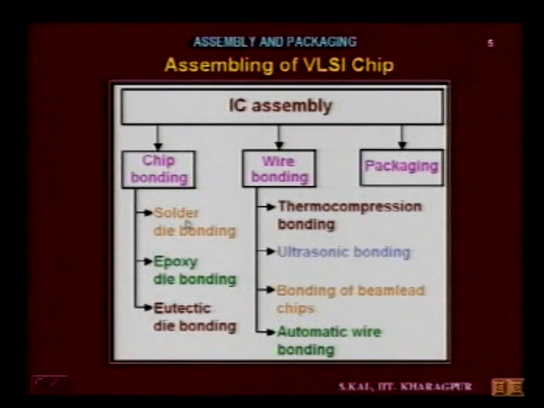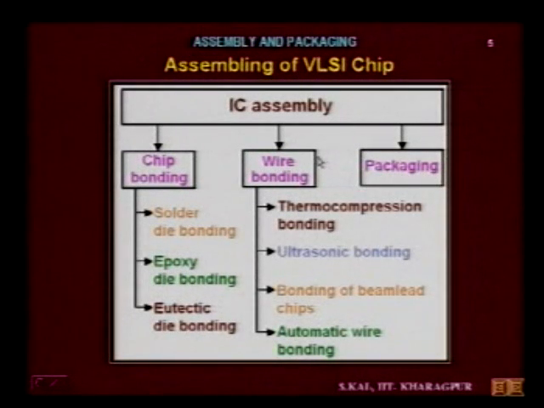Solder bonding is the initial stage of the assembly technique. We use solder die bonding. With the evolution of improved die chip bonding technology, gradually we shifted from solder die to epoxy die bonding, and then we switched over to eutectic die bonding. Details of these die bonding techniques and their main features will be discussed.